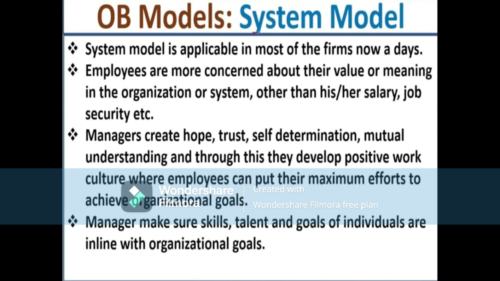Finally, the manager makes sure the skills, talent and goals of individuals are in line with organizational goals. It means our individual goals are aligned with the organizational goals. When organizational goals are achieved, we can see that individual goals are also achieved. In such a way, the goals will be maintained.